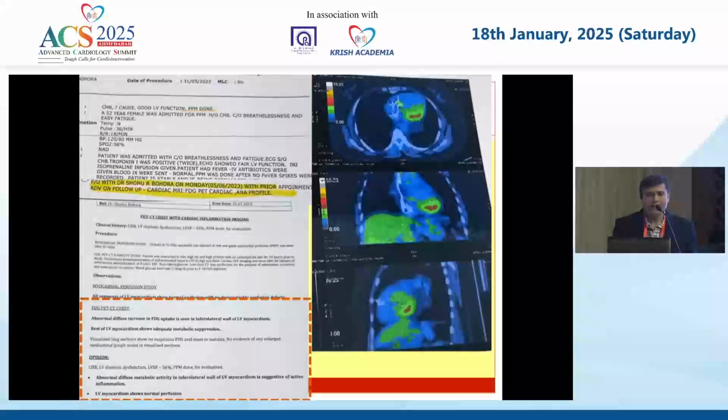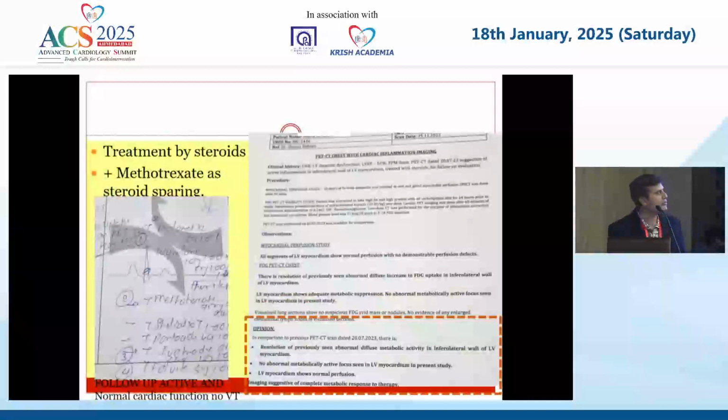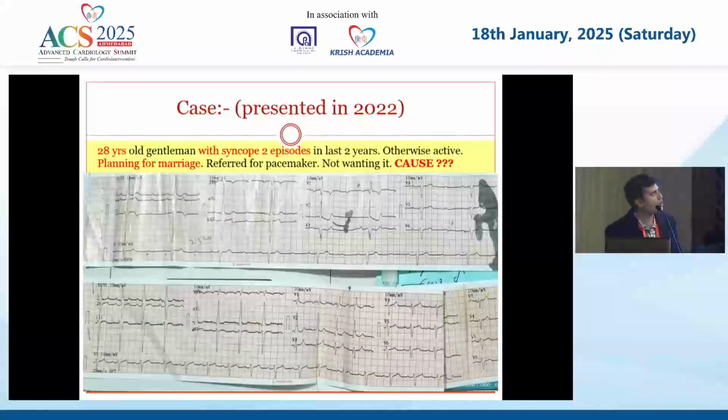Now, I would have treated it with a pacemaker, but sarcoidosis is not treated by pacing, right, and that's very important. Managed with steroids and methotrexate later on, and after 3 months there was no uptake at all. So treating the disease per se is very important, and the next example will show you why.